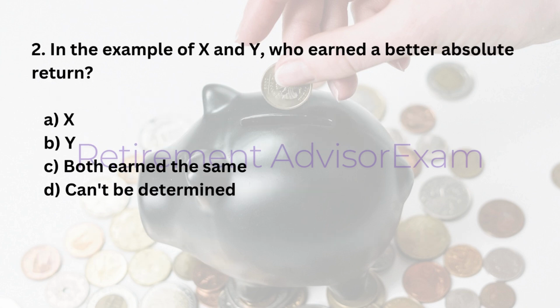2. In the example of X and Y, who earned a better absolute return? A. X. B. Y. C. Both earned the same. D. Can't be determined. Answer: A.